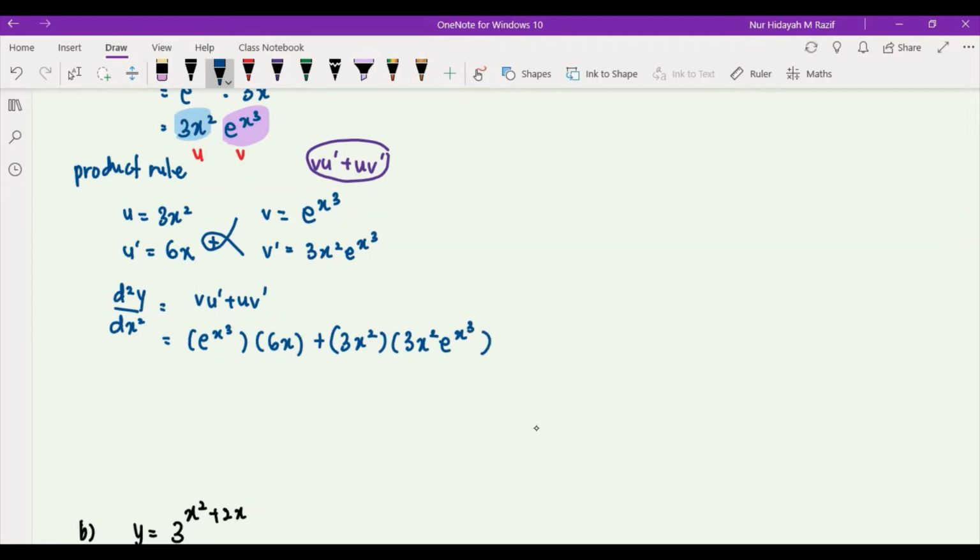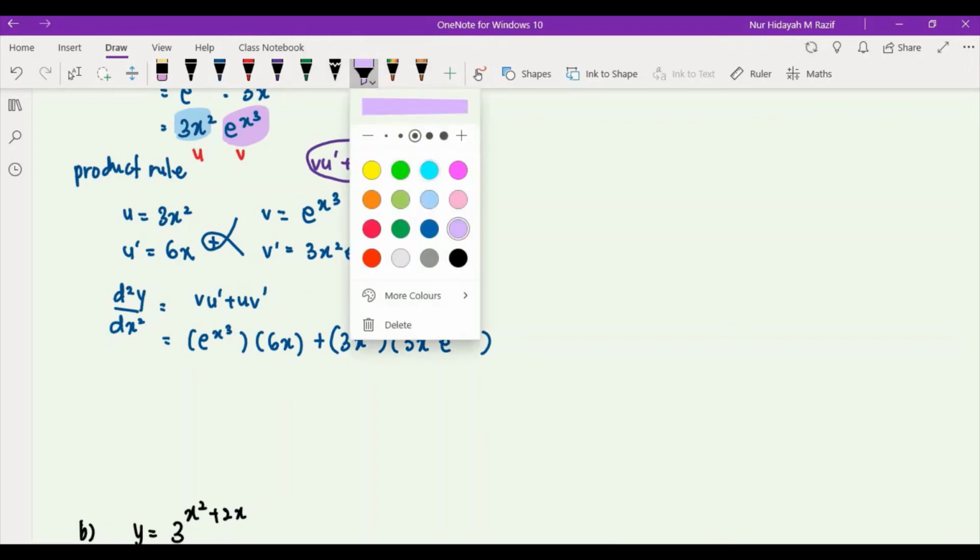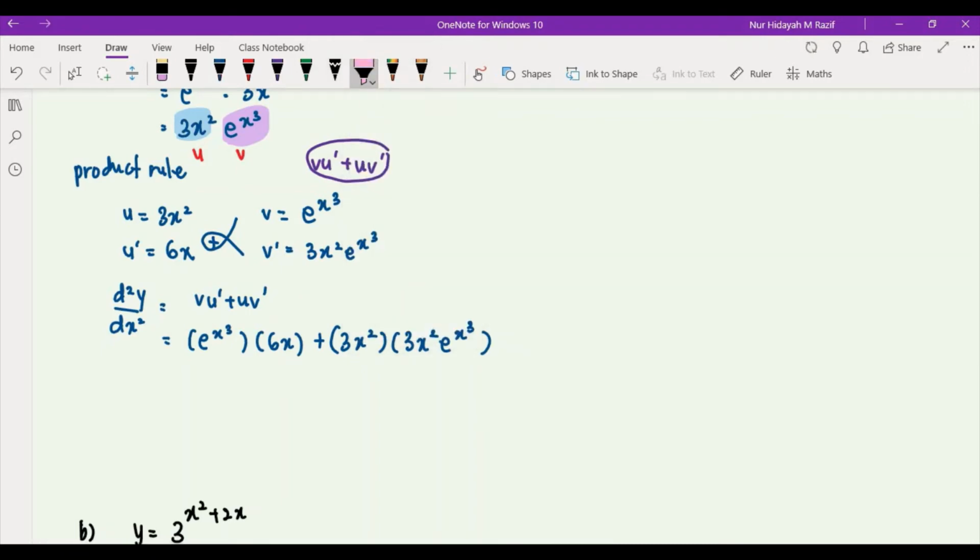Daripada situ, now apa yang kita nak kena buat? So from here, you have two choices. Either to expand first, or you can immediately factorize. So if you ask me, I myself personally prefer untuk terus faktorkan. So please take a look apa yang kita boleh faktorkan. If you realize this is the very obvious term yang sama di hadapan dan di belakang, and once you factorize that one, you are going to get e power of x cubed outside.